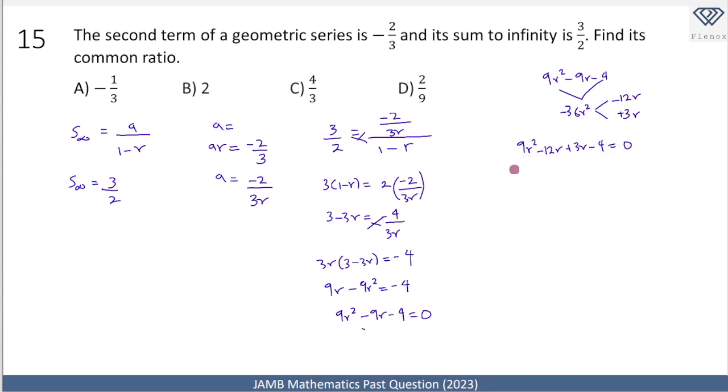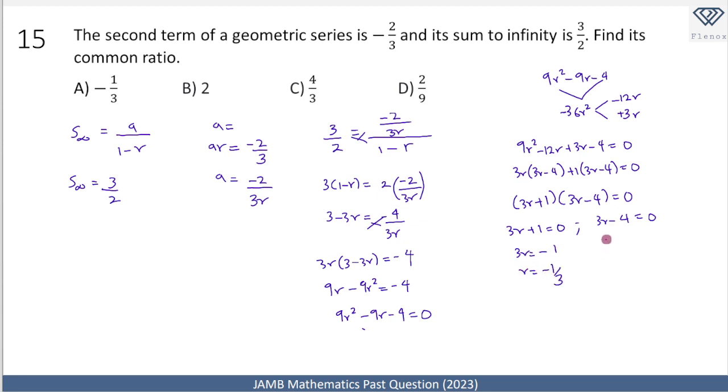So factorizing, 3r is common here, and I'm left with 3r minus 4, and plus 1 is common here, into bracket 3r minus 4. So what am I left with? I'm left with 3r plus 1 and 3r minus 4 is equal to 0. So let's try to find what the roots are. 3r plus 1 is either equal to 0 or 3r minus 4 is equal to 0. In this case, 3r is equal to minus 1 and r will be equal to minus 1 over 3. In this case, 3r will be equal to 4 and r will be equal to 4 over 3.